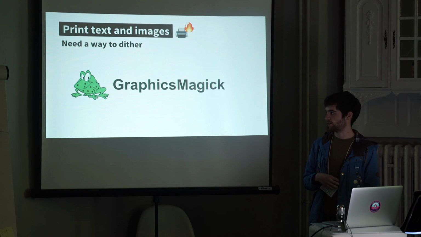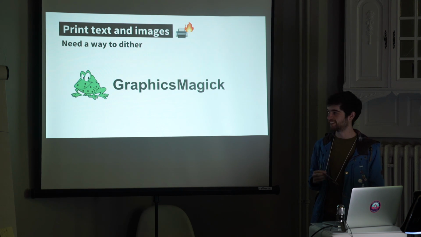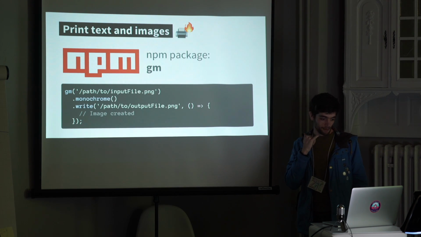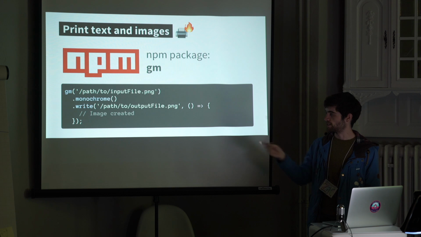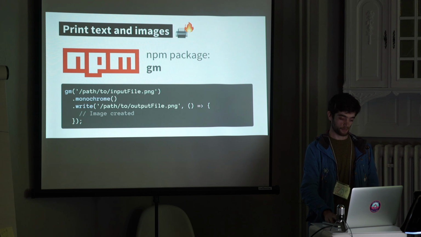How would you do that? There's a horrible program called GraphicsMagick. Don't use it, but if you have to, use it, I guess. There's an npm package called gm. They do monochrome, and that turns it into black and white and dithers it. It's really, really nice. And then you write that image out.